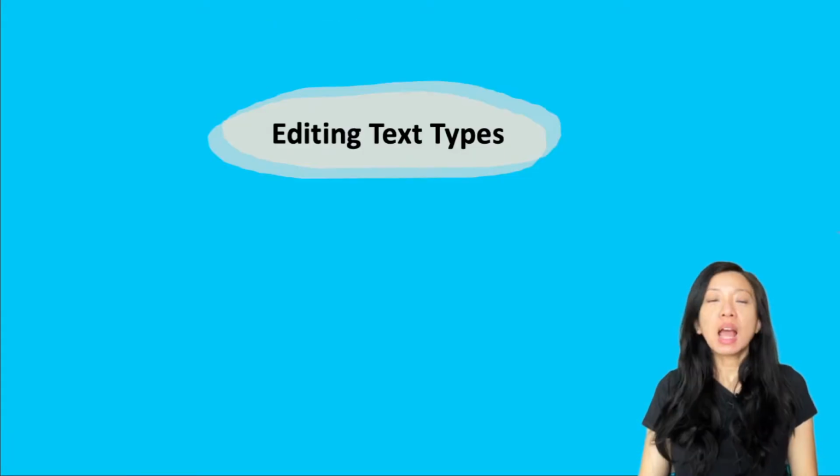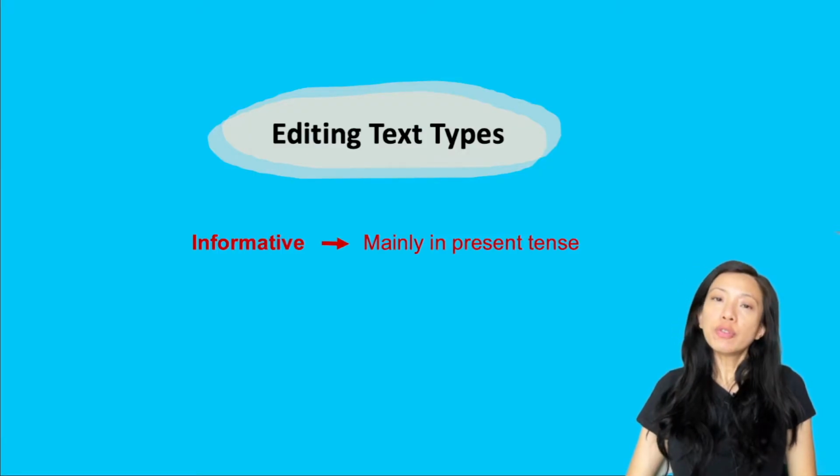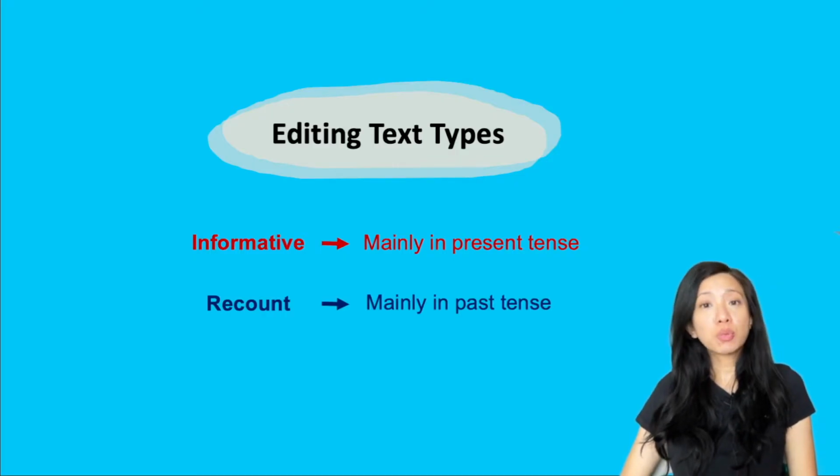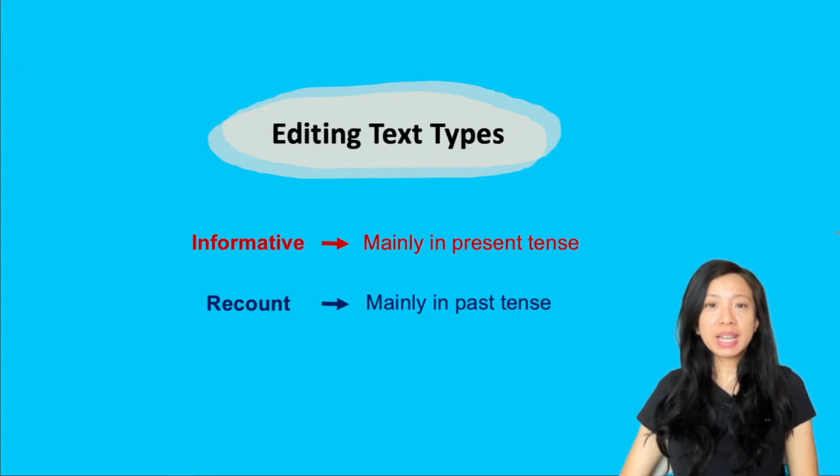The very first tip that I'm going to give you is, whenever you are doing editing, scan through the text first and try to identify the type of text, because this will tell you what tense the text mainly is in. So for example, if you're looking at an informative text, the text should mainly be in the present tense. On the other hand, if it is a recount, it should mainly be in the past tense. Take note that I say mainly because it really depends on the text as well. Sometimes there might be a mix of tenses. However, if it is, for example, a recount, it should mostly be in the past tense.